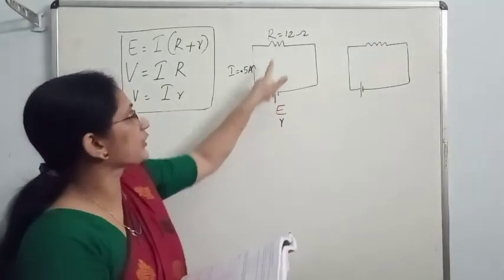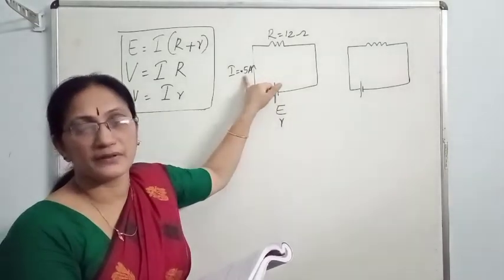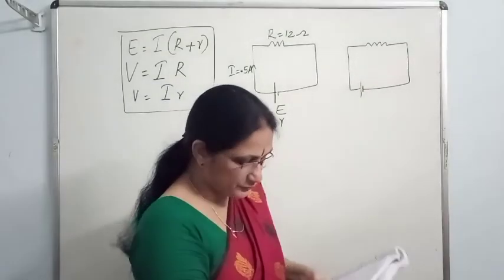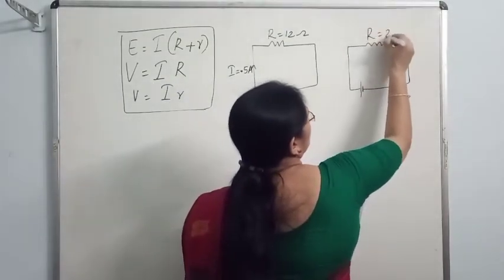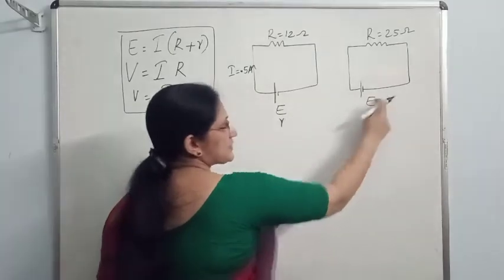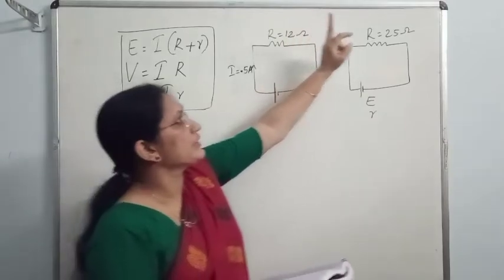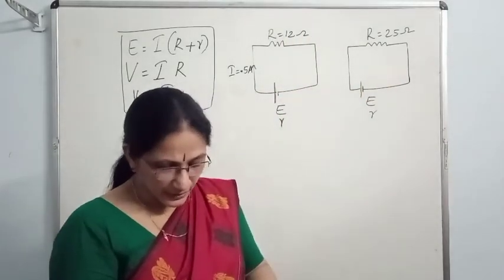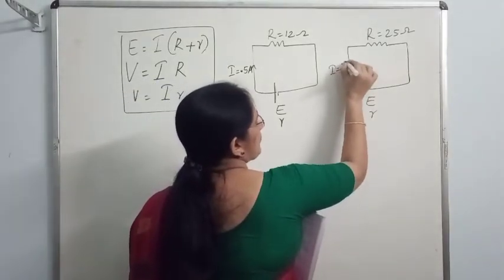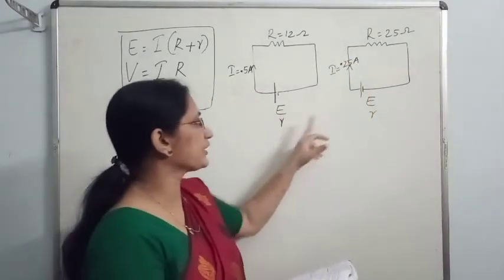A cell connected across a resistor of 12 ohm makes a current of 0.5 ampere. Then the same cell is connected across another resistance of 25 ohm. The same cell is used here, so you can use the same symbol E. But the resistance is changed. Here it was 12 ohm, but here it is 25 ohm. This time current is 0.25 ampere. Then how will you find out the EMF and internal resistance of the cell?